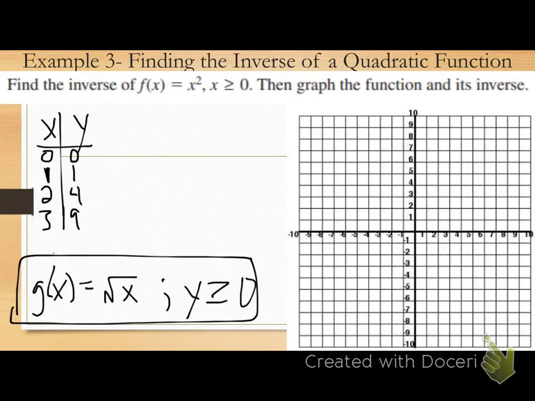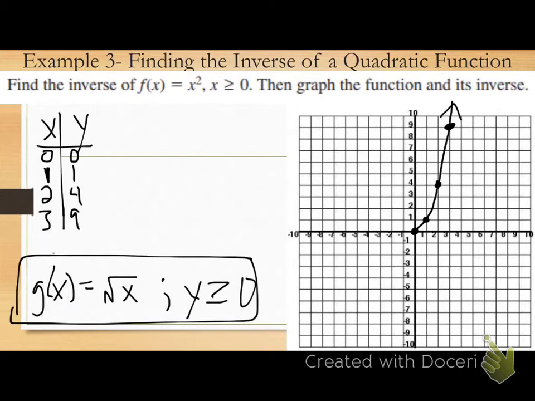Okay, now I can just graph these ordered pairs. 0, 0. 1, 1. 2, 4. And 3, 9. So there's my original function graph. I only get the right half of the parabola because, once again, they're limiting the domain to x is greater than or equal to 0. Questions on that?